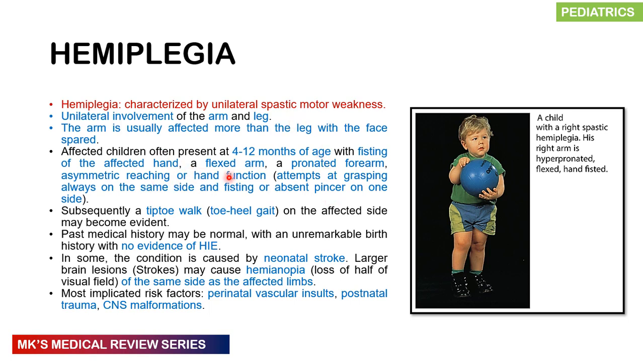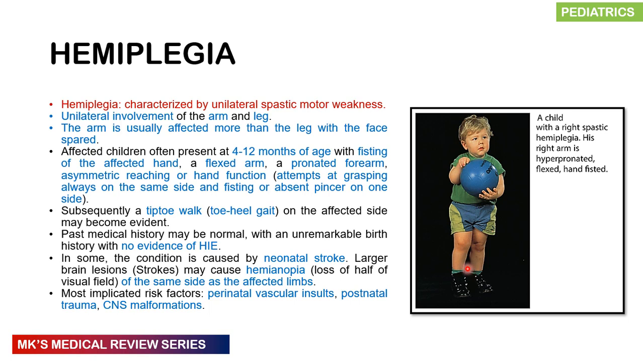So if you're able to give them an object, let's say if you give a child an object that they're interested in, remember that there is a pincer grasp that's supposed to develop later on in the process of development. I'll leave a card linked at the end of the video for growth and development. But once you give this object to this child and they attempt to grasp it, they'll grasp it with the side where they're able to use the function. So if you were to give this child on the screen something, they would use this other arm as compared to this other arm. So attempts to grasp will always be on the same side, and of course there'll be fisting on this side and absence of the pincer grasp on the other side.